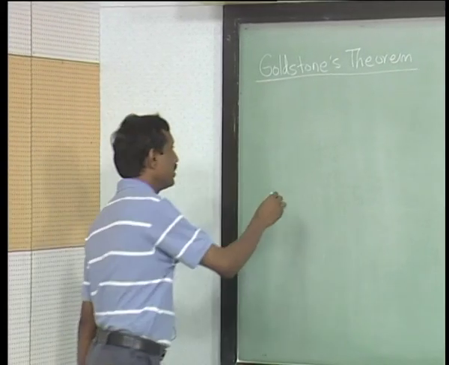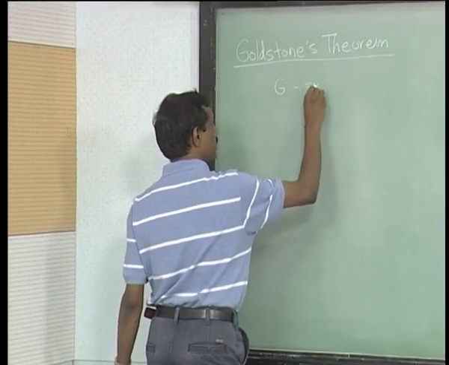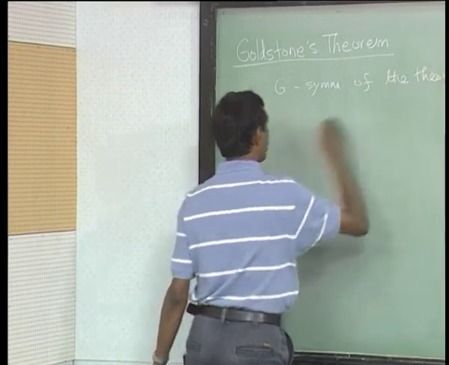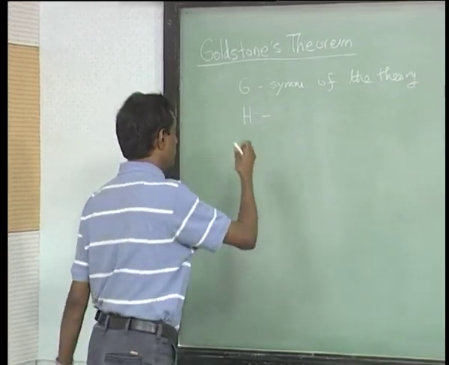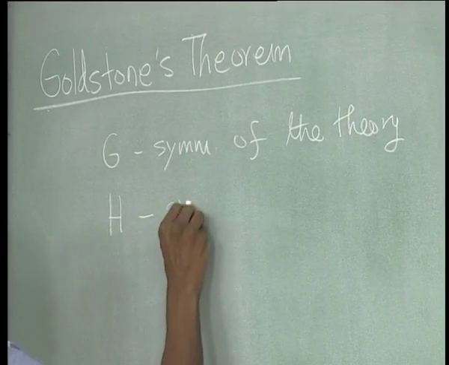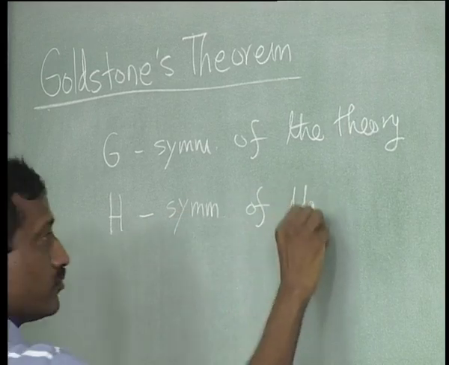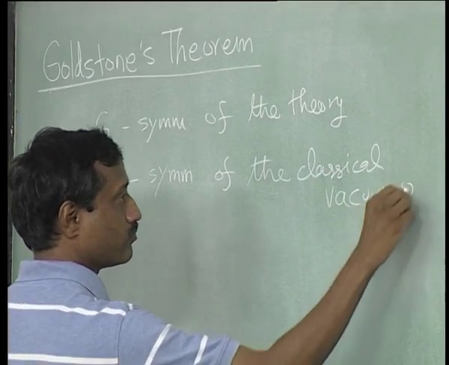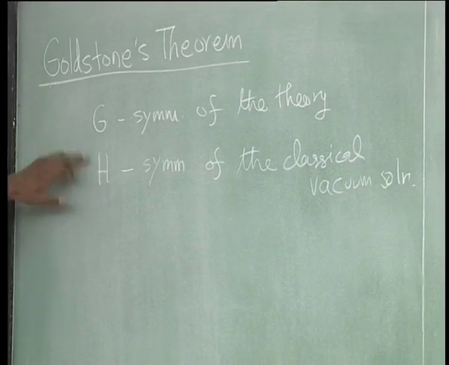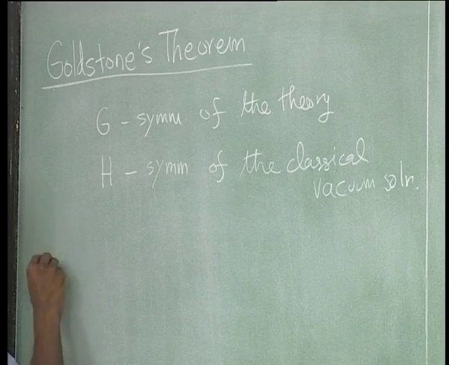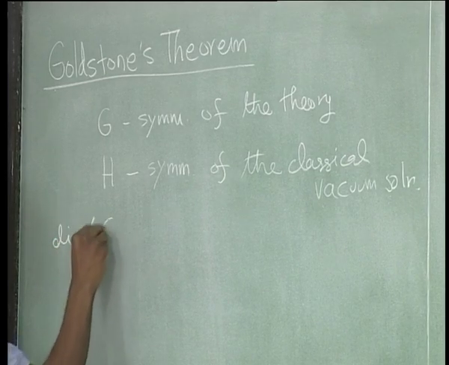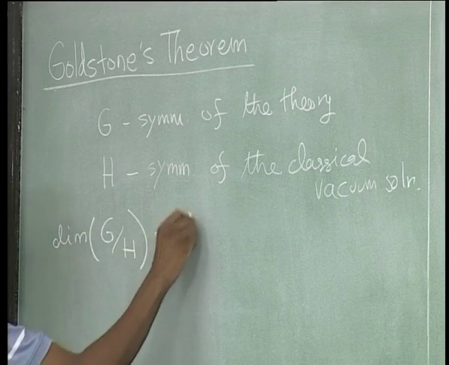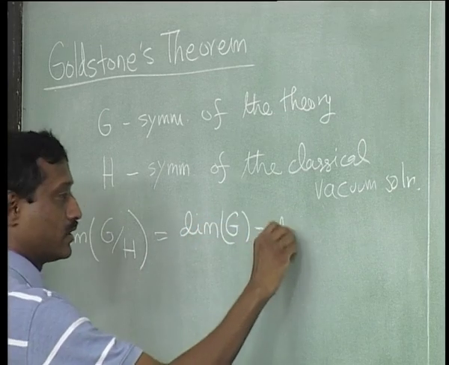Concise statement to the whole story. If G was the symmetry of the theory and H was the symmetry of a solution, so when they were continuous symmetries, we saw that we expect dimension of G mod H, the coset space, which is defined to be dimension of G minus dimension of H.